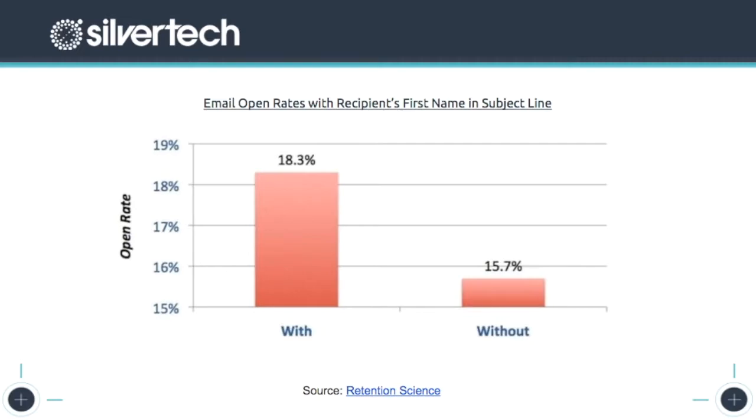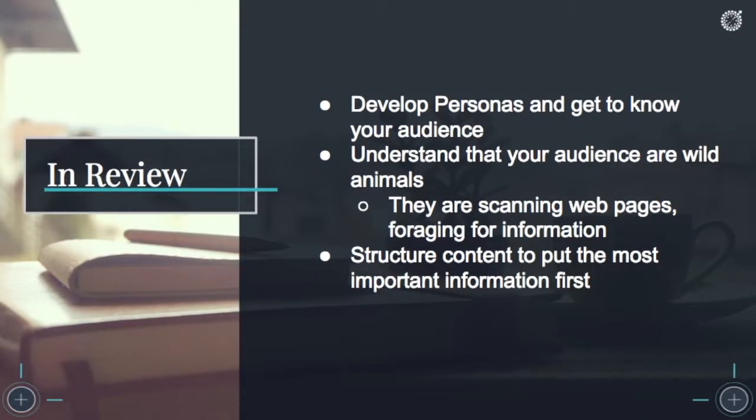So that's about bringing us towards the end. The writing resources document in the handouts has links to several key resources that I use and I think will help you ensure that your content writing is professional and polished. Today we also discussed the importance of, number one, develop those personas, get to know your audience, understand that your audience are wild animals, they're scanning your web pages, foraging for information, structure content to put the most important information first.